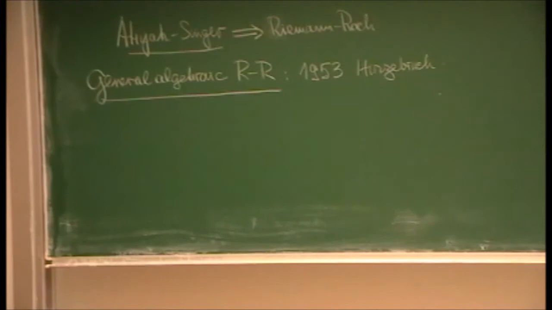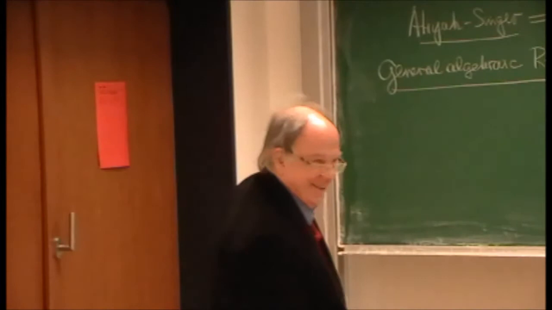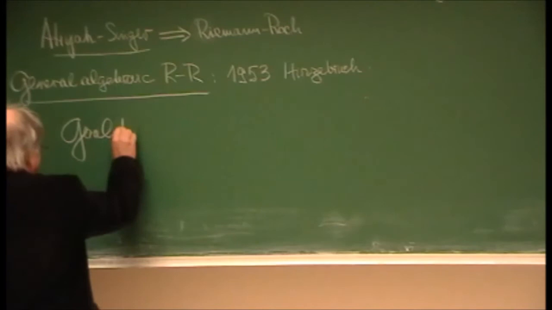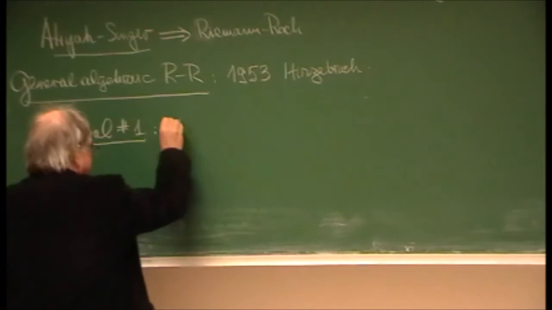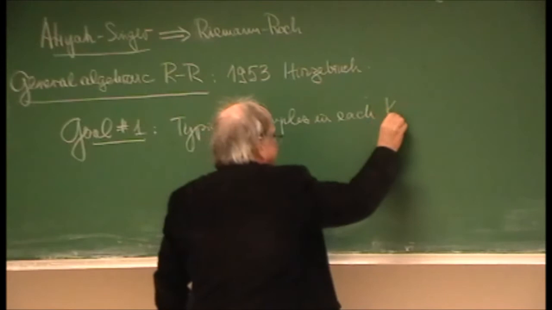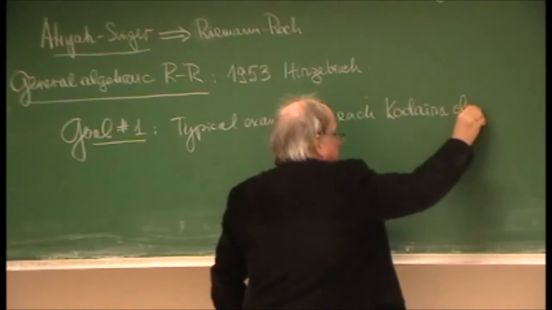So these are the great names. This is name dropping. And this huge history, which is incredibly deep. So you need the Riemann-Roch theorem to prove it. Okay. And that's all I wanted to say. So let me start giving you examples. So my first goal is to give you typical examples in each Kaiser class.